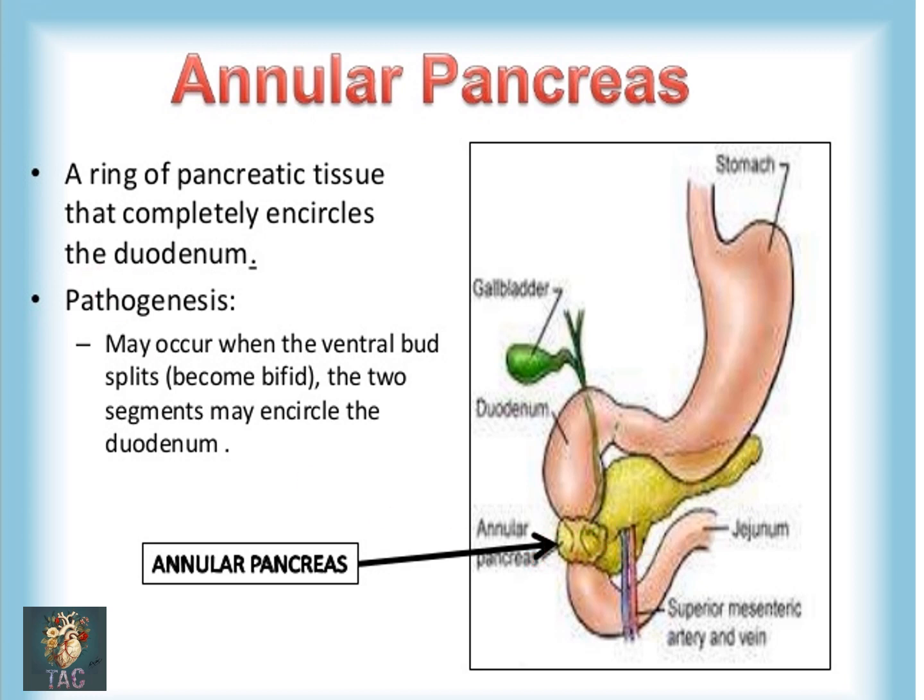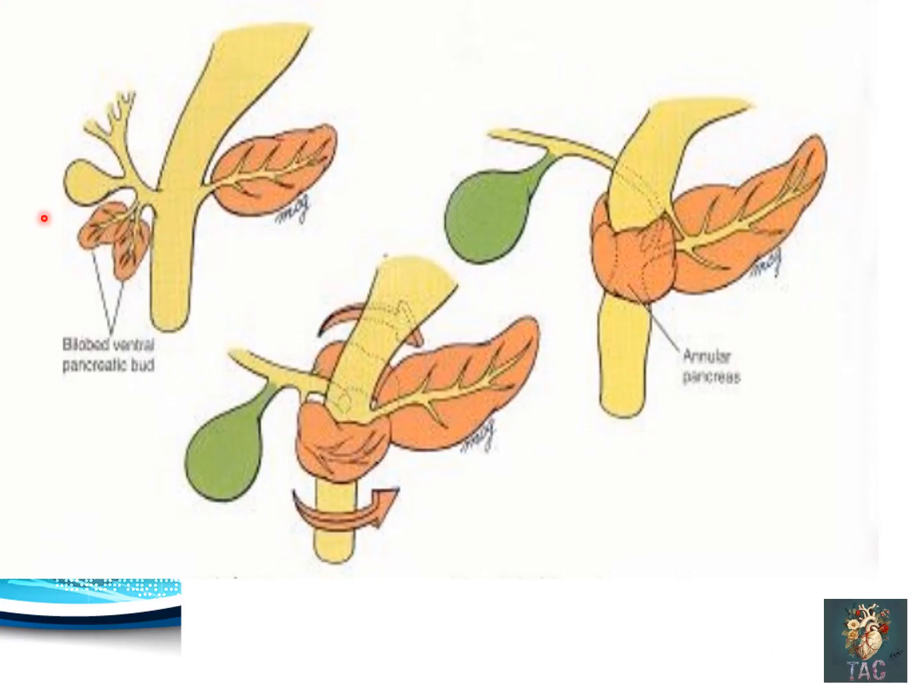So this is the diagram. You can see the two pancreatic buds from the ventral pancreatic bud, and these two move in opposite directions, one taking the normal route and the other in the opposite direction, moving anteriorly and coming to lie in front of the dorsal bud, and these two form a ring-like structure which will form the annular pancreas.